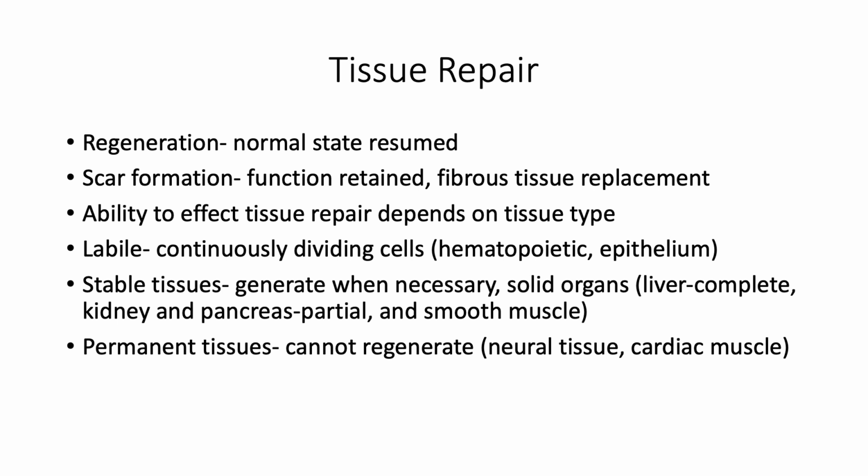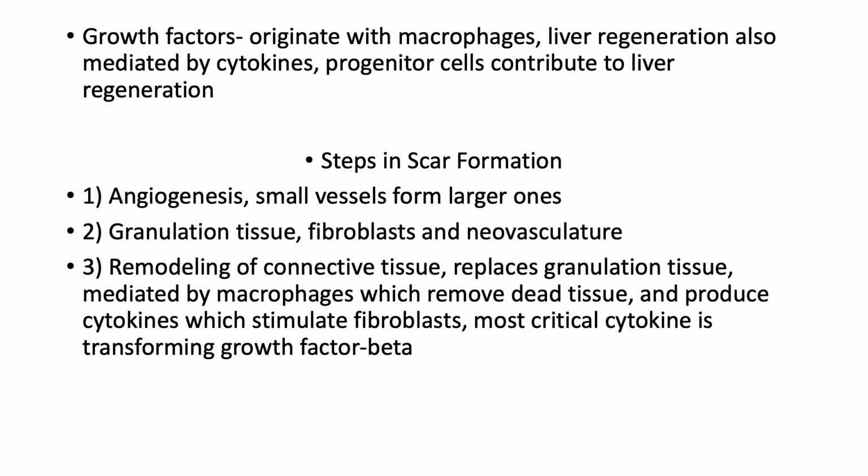So labile tissue is continuously dividing cells such as hematopoietic cells and epithelium. Stable tissues regenerate when necessary. These include solid organs such as the liver, which can get complete regeneration, partial regeneration of kidney and pancreas, and smooth muscle. But permanent tissue cannot regenerate. This includes neural tissue and cardiac muscle.